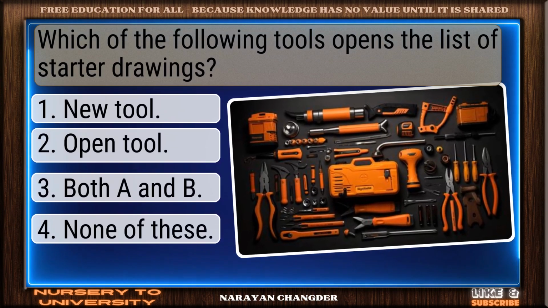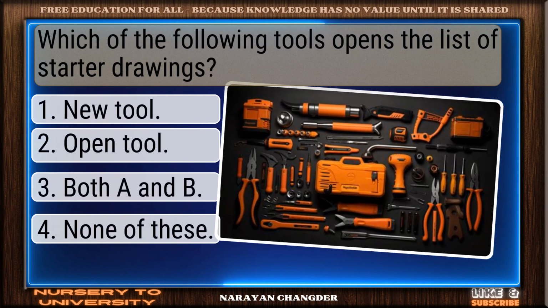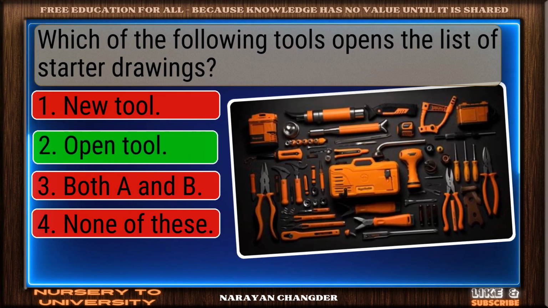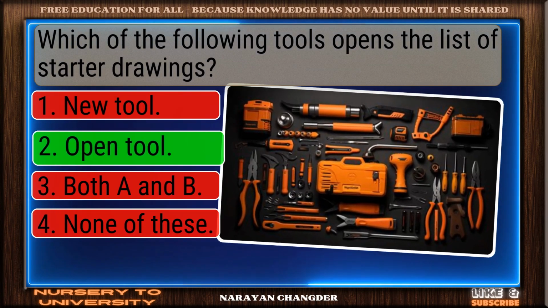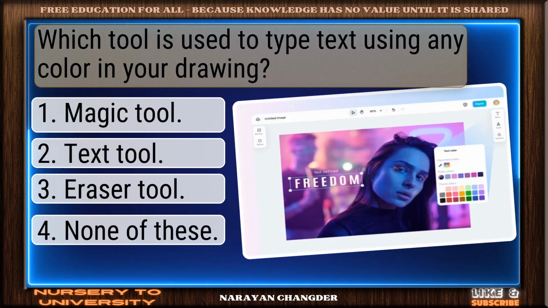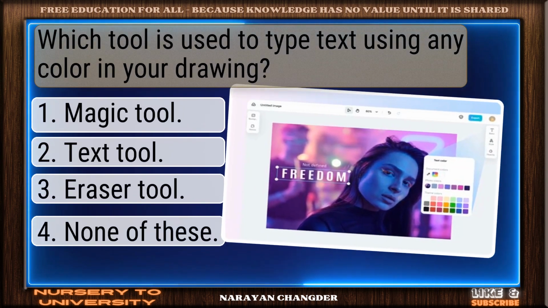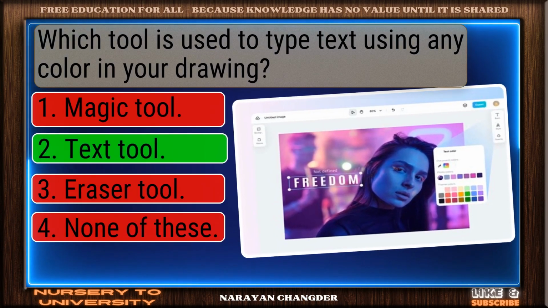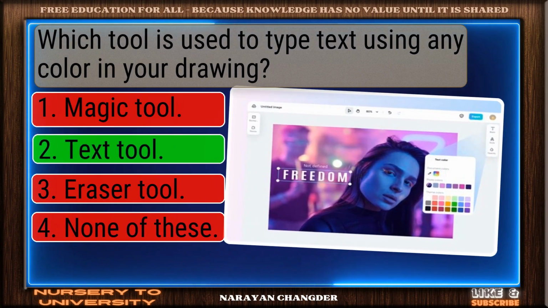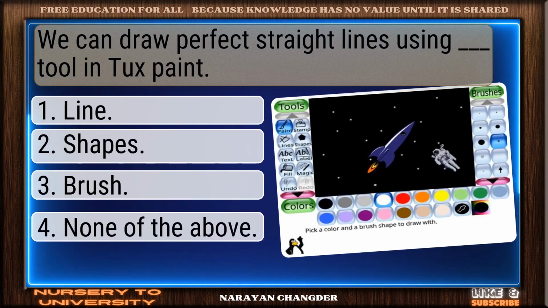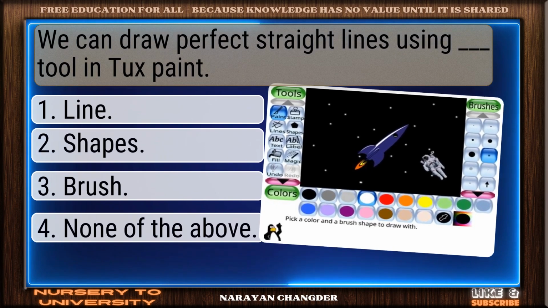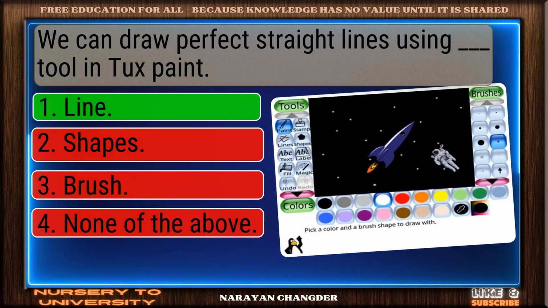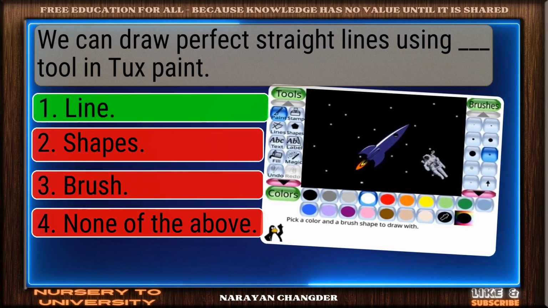Which of the following tools opens the list of starter drawings? Smart pick. Open tool is correct. Which tool is used to type text using any color in your drawing? Valid point. Text tool is true. We can draw perfect straight lines using Dash tool in TuxPaint. Excellent. Line is well reasoned.